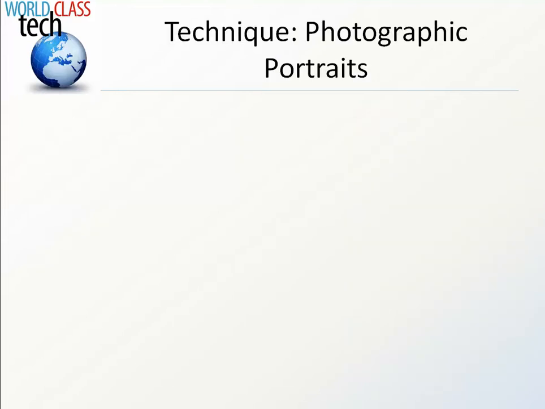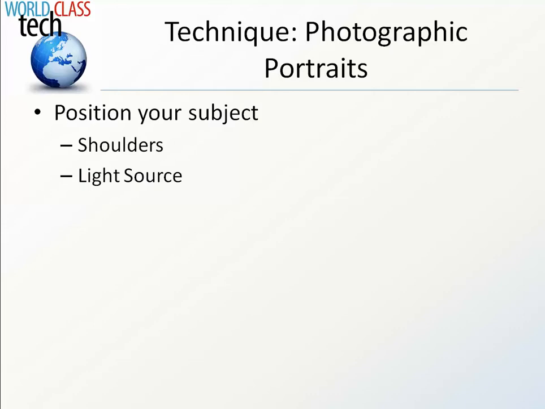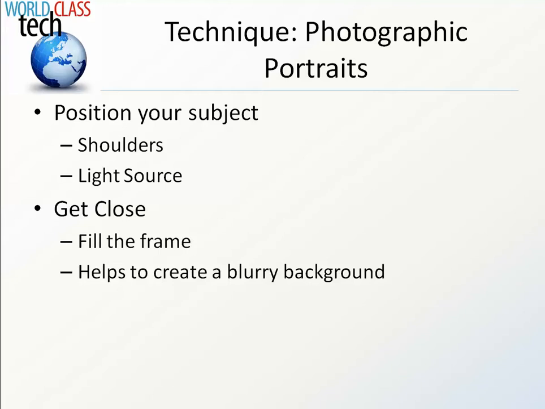So how do we get this effect with our camera? In photographic portraits, there's a few things we need to do. First of all, before you start pushing the shutter and taking pictures, you want to position your subject. So again, place the person's shoulders at an angle to the camera. And before you even do that, figure out where your light source is and make sure that the person is not looking directly into the light or light from behind them. It should be off to an angle about 45 degrees. So position your subject.